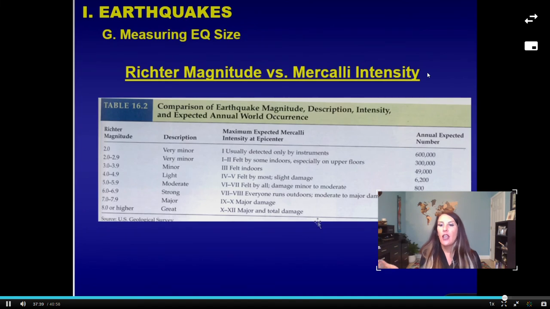Here is the comparison chart. You've got Richter magnitude on the left, a description, the Mercalli intensity scale, and then the annual expected number. Again, as I mentioned, the higher the intensity, the lower the recurrence interval. Earthquakes that are 8.0 or higher are likely to occur only one or two times within a year, versus a Richter magnitude of 2.0, where you can see more than 600,000 recorded.